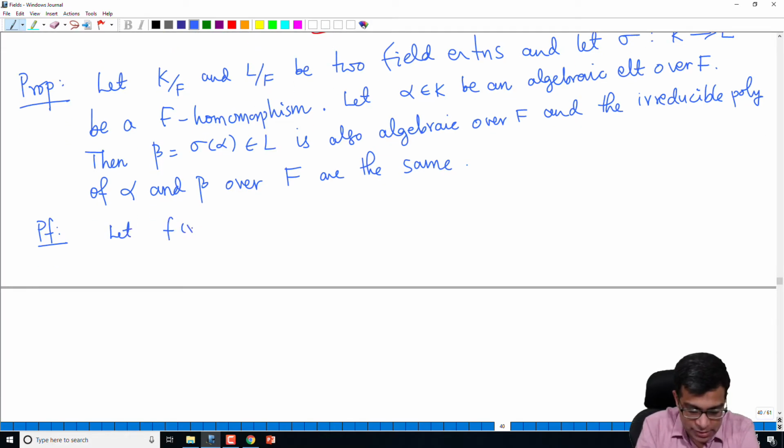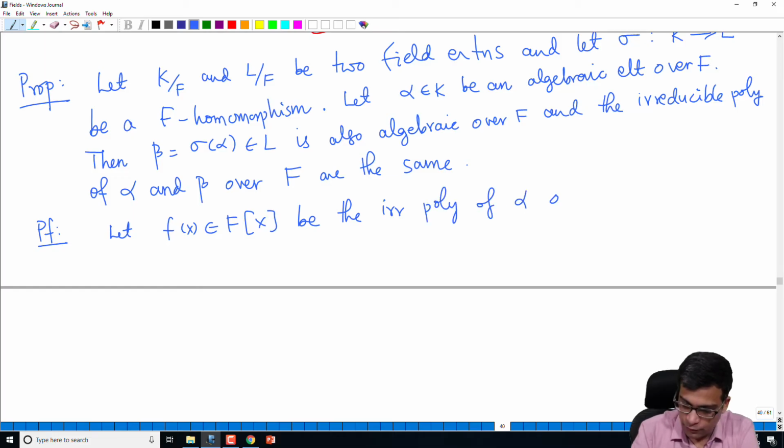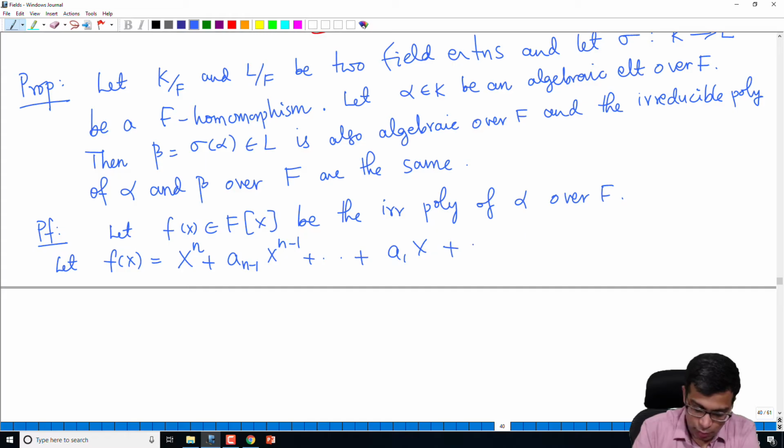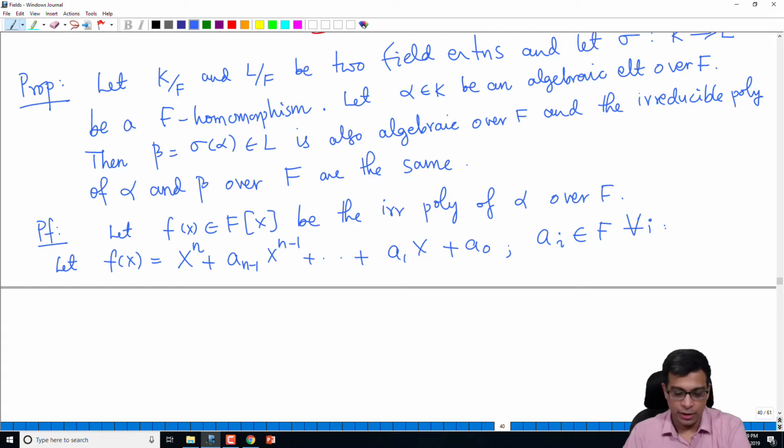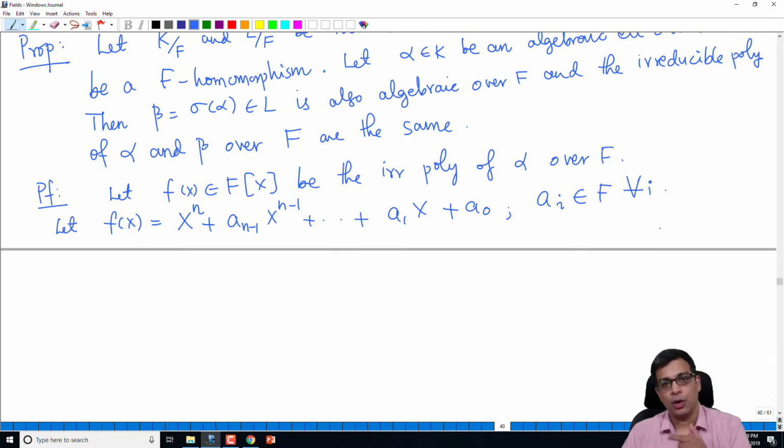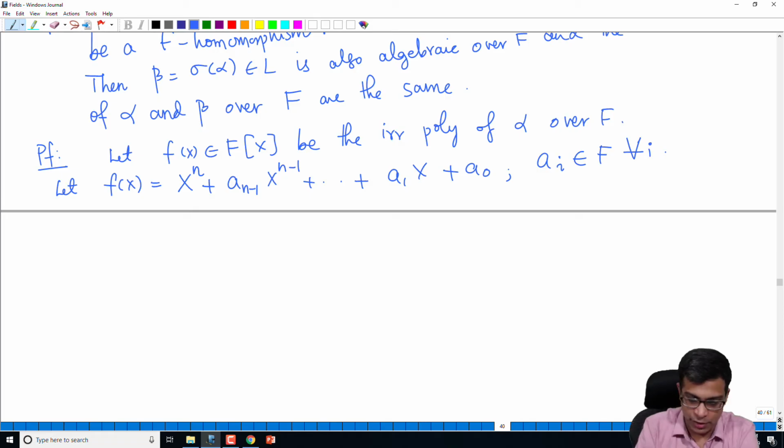So let f(x) be the irreducible polynomial of alpha over F. So what do we know? We write f(x) as monic, right? An irreducible polynomial is by definition monic. So we can write it like this: x^n plus a_{n-1} x^{n-1} plus dot dot dot plus a_1 x plus a_0. And what do we know about the a_i's? They are in F for all i, right? Because it is the irreducible polynomial over capital F. So the a_i's are in capital F.